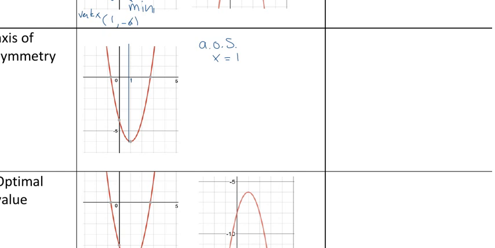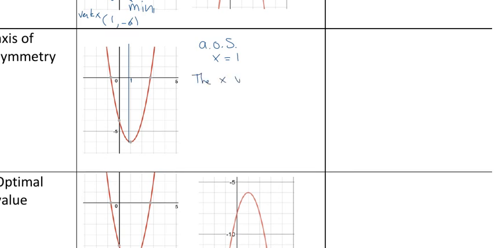And it's going to be the x value of the vertex. Axis of symmetry is always 1, right? No. Whatever the x value of the vertex is, that's your axis of symmetry.